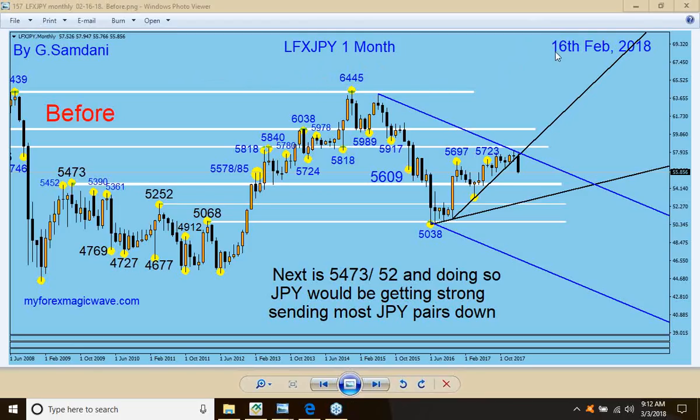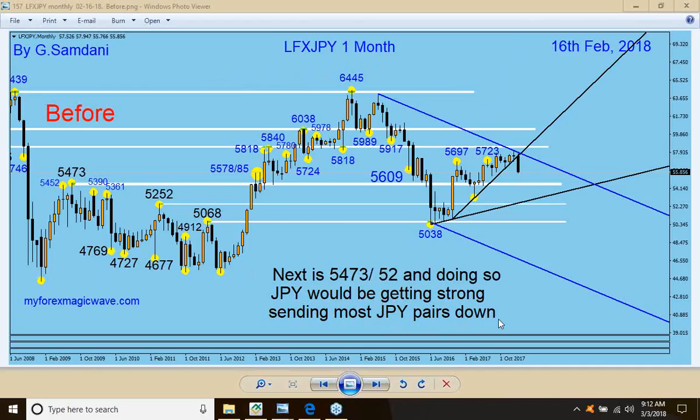So here's the chart that I made on 16th February, and I gave it to my subscribers. This is what is happening here, and the next target I said, okay, next is 54.73. If we hold 73, we bounce. But if we break, then next will be 52. And doing so, yen would be getting strong, sending most yen pairs down.